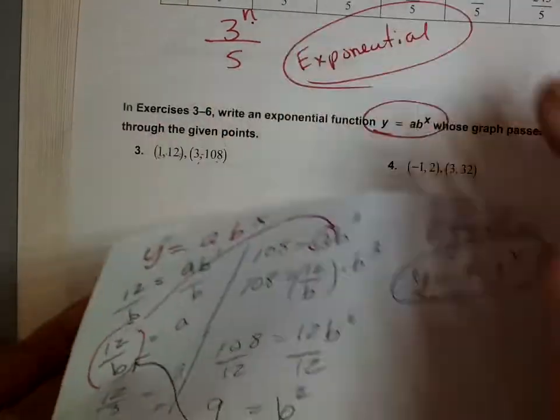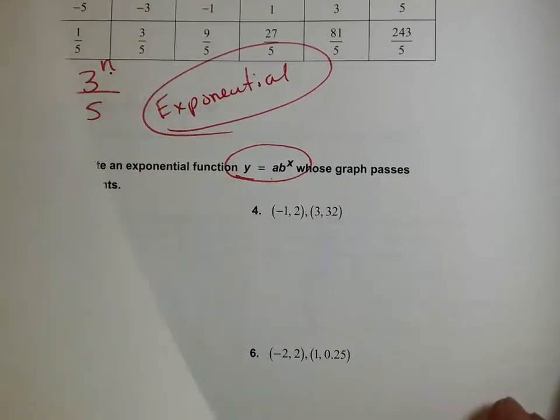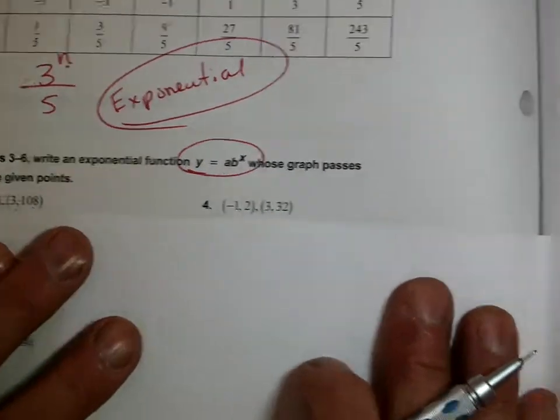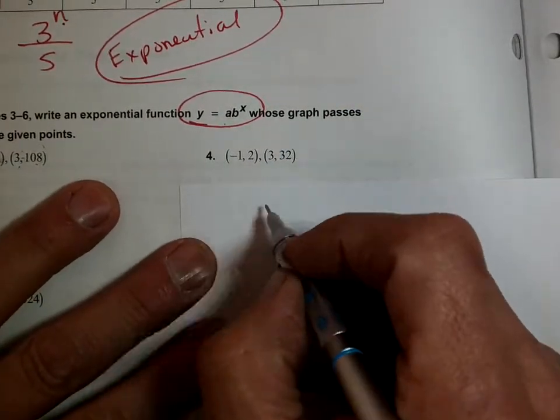Let's do the next one, okay? Can I whisk this away? Let's do the next one. Let's do number 4, okay? So number 4, the exact same process. All of these are going to be done the same thing, okay? So 4, we are going to do this.